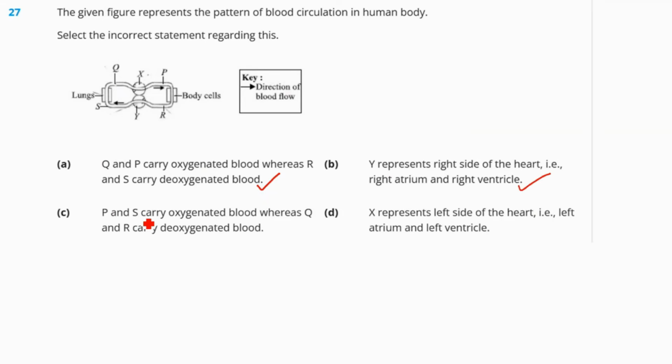Option C says P and S carry oxygenated blood. S does not carry oxygenated blood. P carries oxygenated blood, right? But S does not. Whereas Q and R carry deoxygenated blood. Q is carrying oxygenated blood, R is carrying deoxygenated blood. So this is a wrong statement. Option D says X represents the left side of the heart. Yes, the left auricle and the left ventricle of the heart take the oxygenated blood and pump it to the rest of the body. So D is also a correct statement. So our incorrect statement is option C, the correct answer for question number 27.